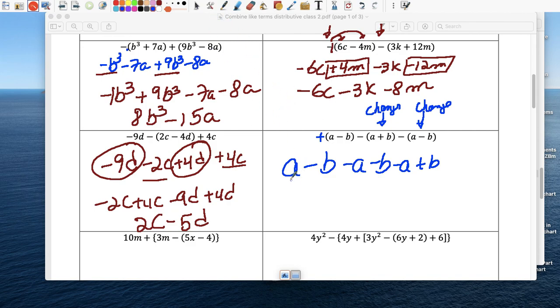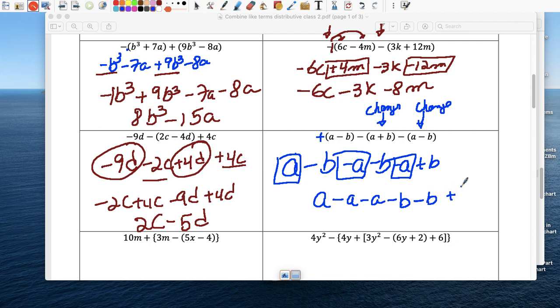Combine like terms. When I put them together, it's this guy and this guy side by side. So a minus a minus a, and then minus b plus b. Notice that plus a and minus a eliminate. Left is just negative a, and then this negative b and this plus b will eliminate, and I'm left with negative b.